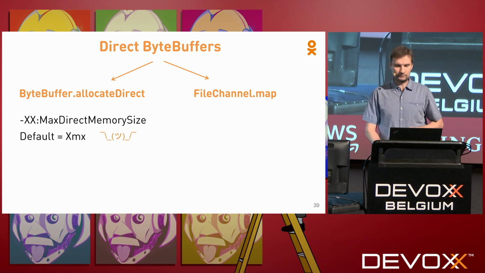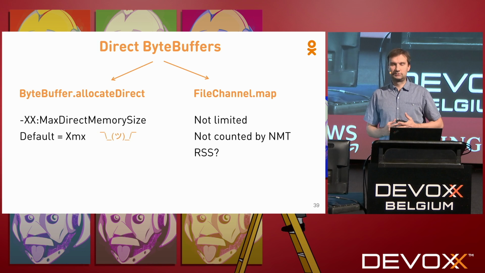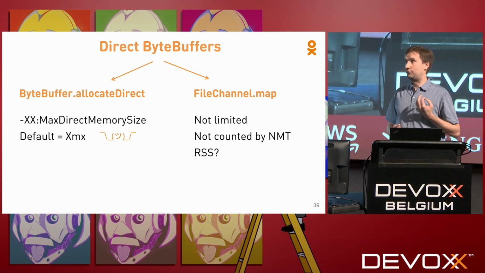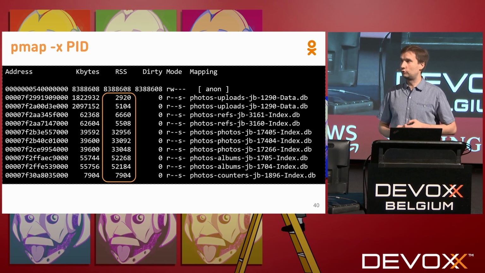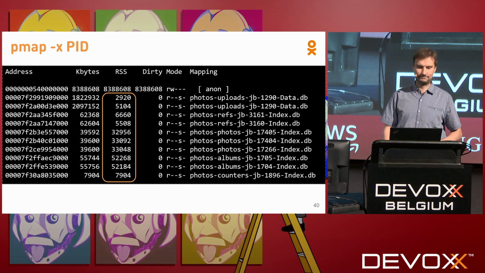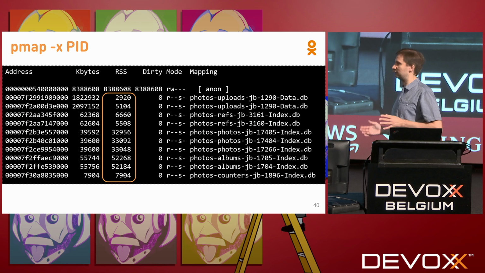The mapped byte buffers are even worse because they can't be limited at all. Furthermore, they are not counted in the native memory tracker report. But do they really contribute to the footprint? They definitely can. Remember the memory map of the process, so you can run pmap to see their actual resident set size consumed by memory mapped files or mapped byte buffers. So for databases, this amount of memory can be really large.